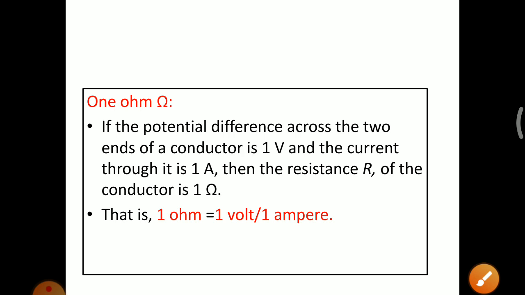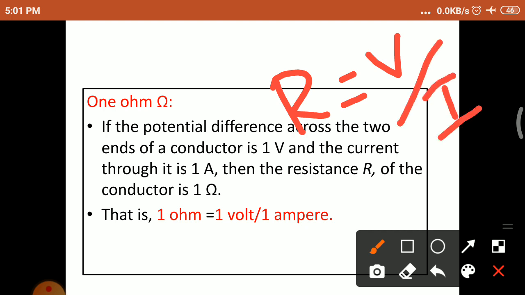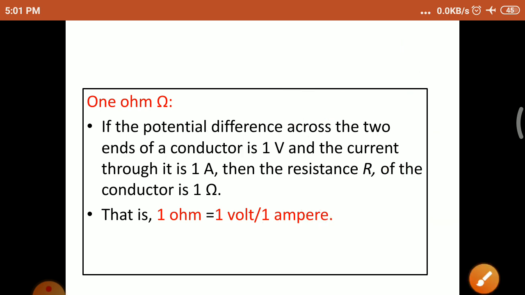Now what is meant by 1 ohm? You know that R equal to V by I. When the potential difference is 1 volt and the current is 1 ampere, then the resistance is 1 ohm. So if the potential difference across the two ends of a conductor is 1 volt and the current through it is 1 ampere, then the resistance R of the conductor is 1 ohm. That is, 1 ohm equal to 1 volt by 1 ampere.